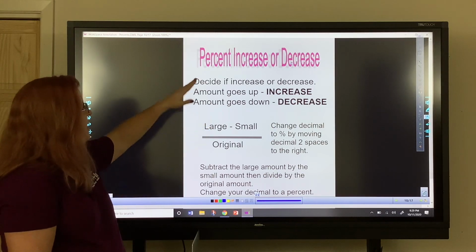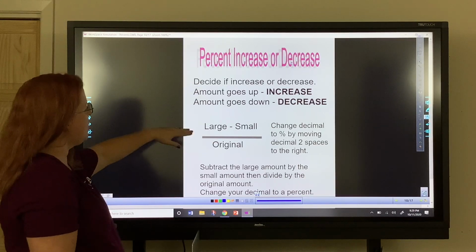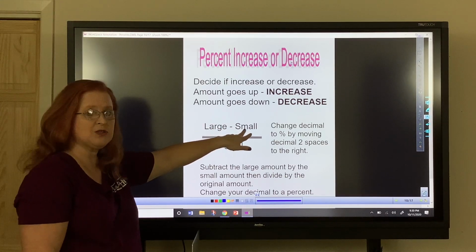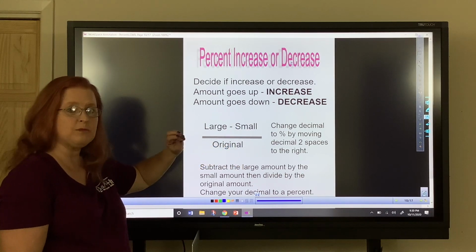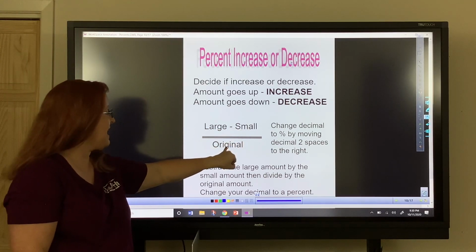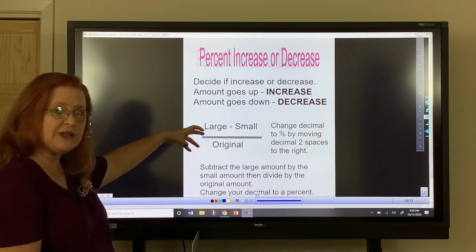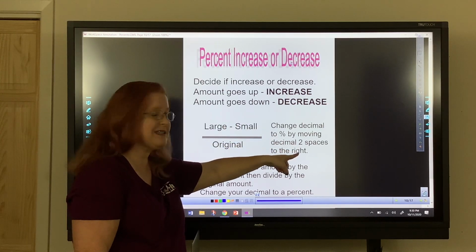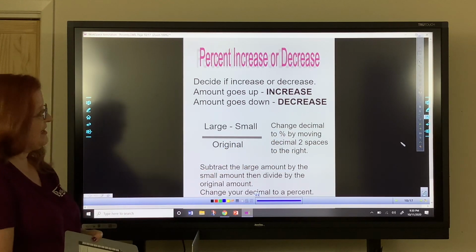All right, so if it's asking you to find a percent increase or decrease, you always take the largest value, subtract the smallest value, and then divide it by the original. I'm going to say that one more time. You take the largest amount, subtract the smallest, and then divide by what you started with, your original amount. After you divide and get your decimal, just change the decimal to a percent by moving it 2 spaces to the right. So, let's look at what that looks like.